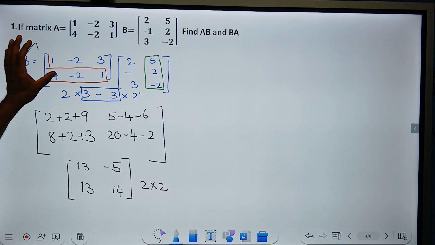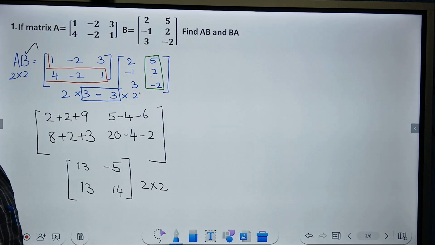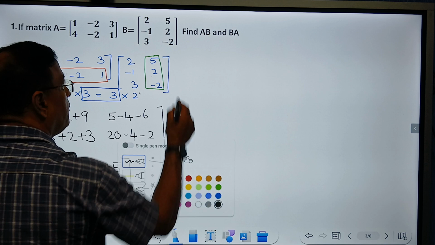Okay. First you verify the order. Check whether the multiplication is valid. Is it possible? Once it is possible, then you also understand what should be the order of the resultant matrix and do it very, very carefully. When you're doing it, full concentration so that you can avoid mistakes. Okay, now let's move on.